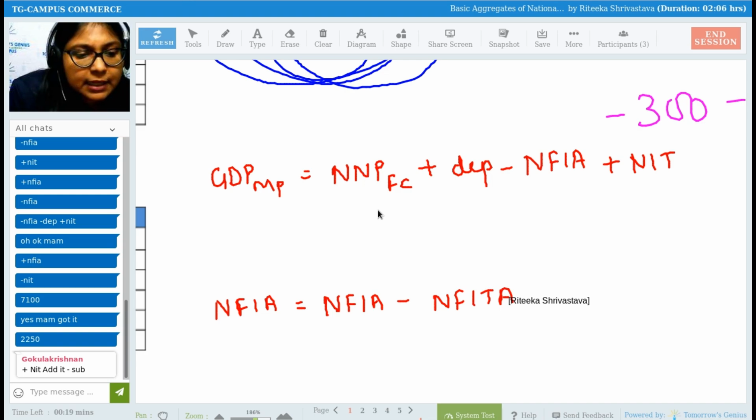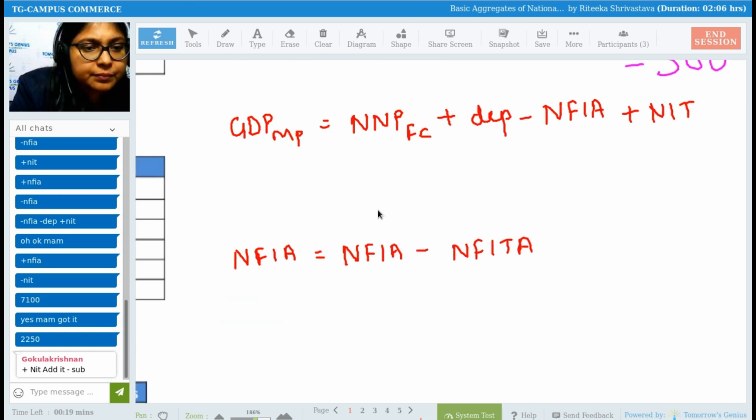So how much is net factor income from abroad? Tell me the value. They gave 110. And net factor income to abroad is how much? 2.